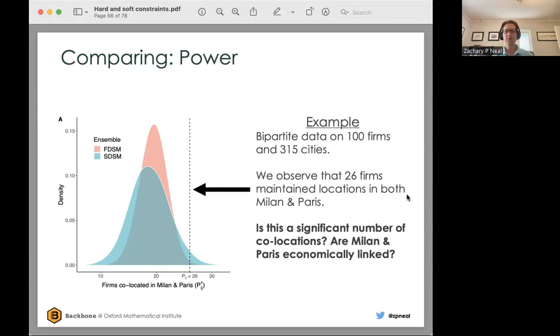And so in this context, we're focused on the case of, say, Milan and Paris. And we've observed that Milan and Paris share 26 of these firms. So there are 26 of these firms that maintain an office in Milan and an office in Paris. And the challenge for us is to decide, is that a significant number of co-locations? Does this provide us evidence that Milan and Paris have some sort of economic linkage or economic complementarity because they are serving as homes for many of the same firms?